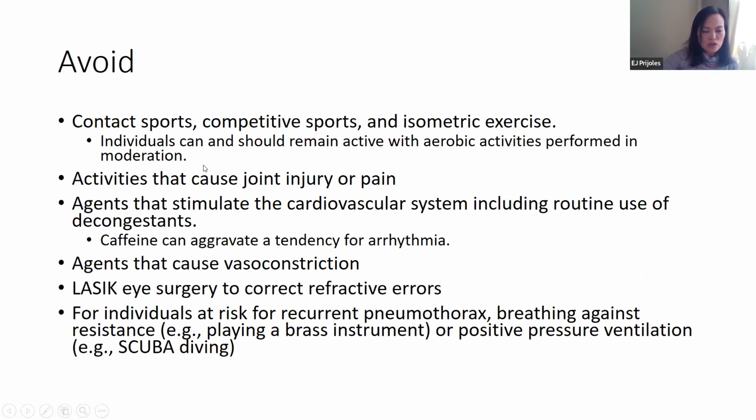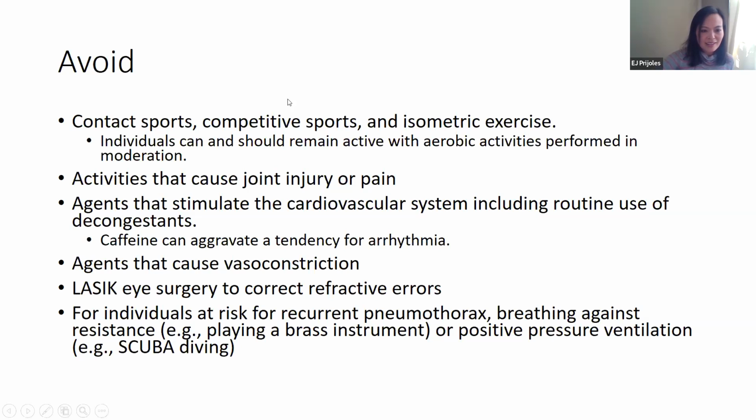Individuals with Marfan syndrome are suggested to avoid certain things like contact sports and isometric exercise, so like heavy lifting or heavy weight lifting, because of the risk for aortic dissection. Activities that cause joint injury or pain, often we suggest with individuals who have significant hypermobility of the joints or joint laxity.